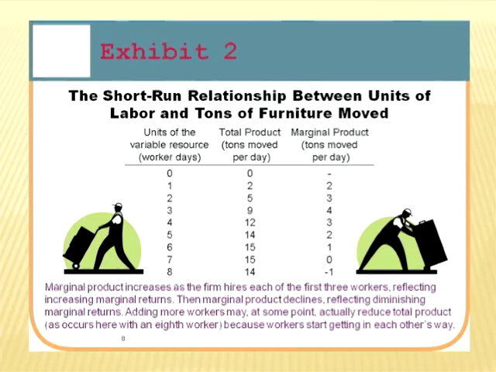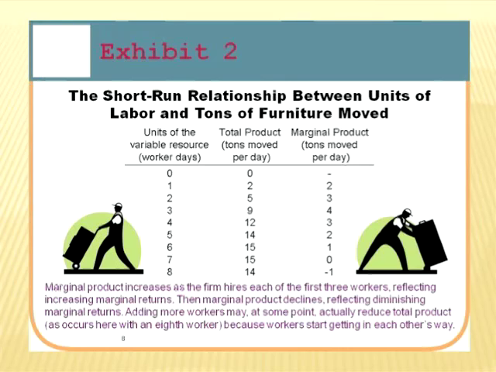Marginal product is just the change between the 2 workers. So as we go from 0 workers to 1 worker, that worker adds 2 tons per day. As we go from 1 worker to 2 workers, that worker adds 3 tons per day. And as we go from 2 workers to 3 workers, that worker adds 4 tons per day. Now you can see that during this entire time, we get increasing returns. The marginal product actually increases.